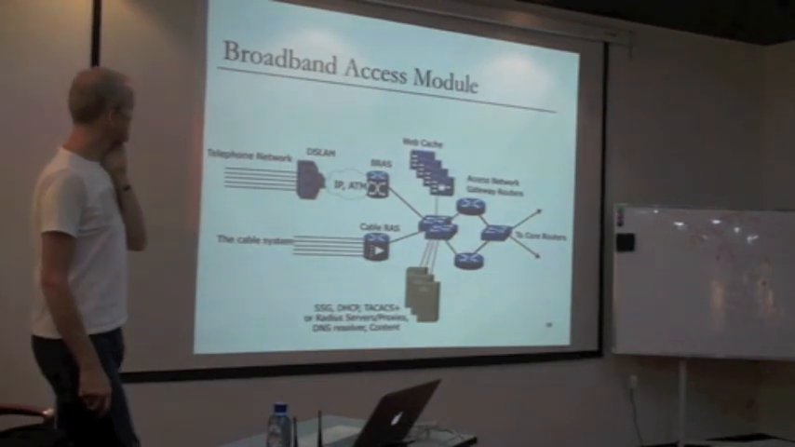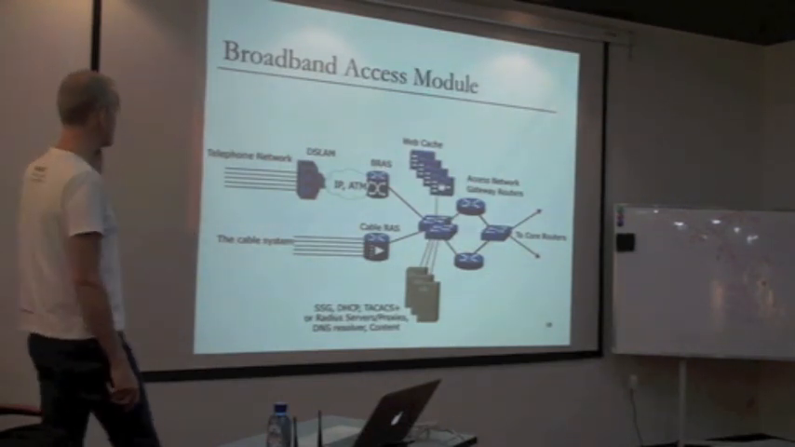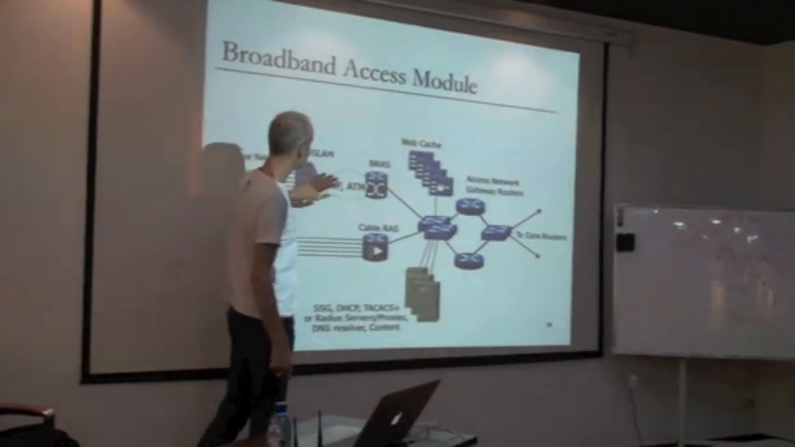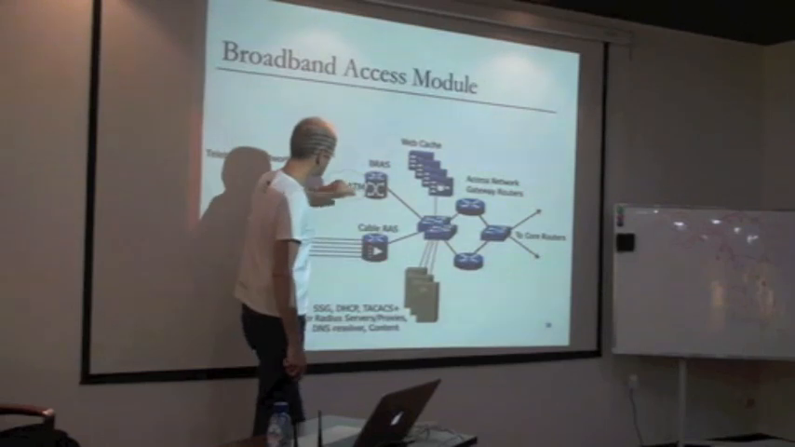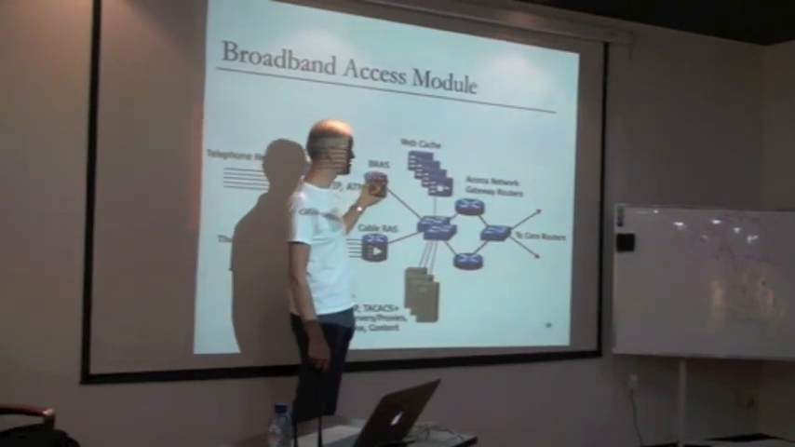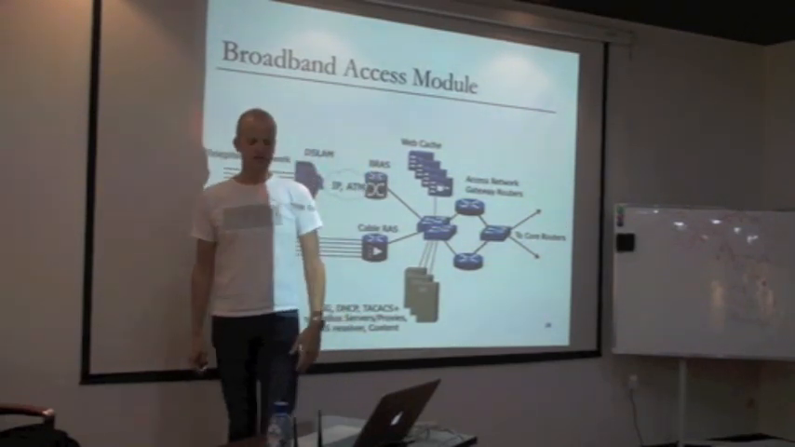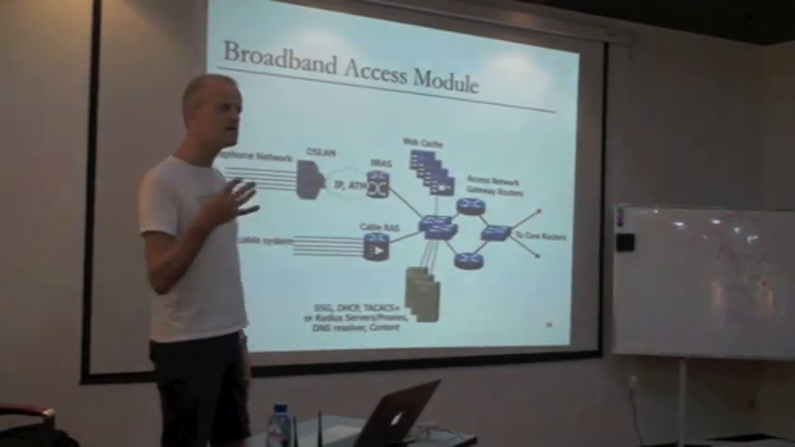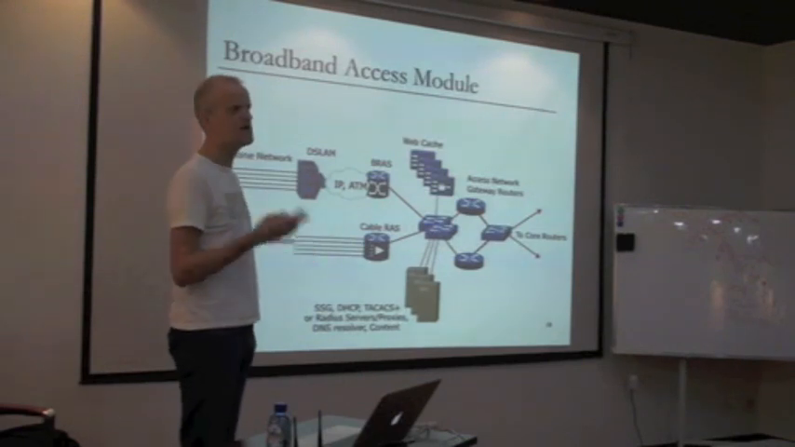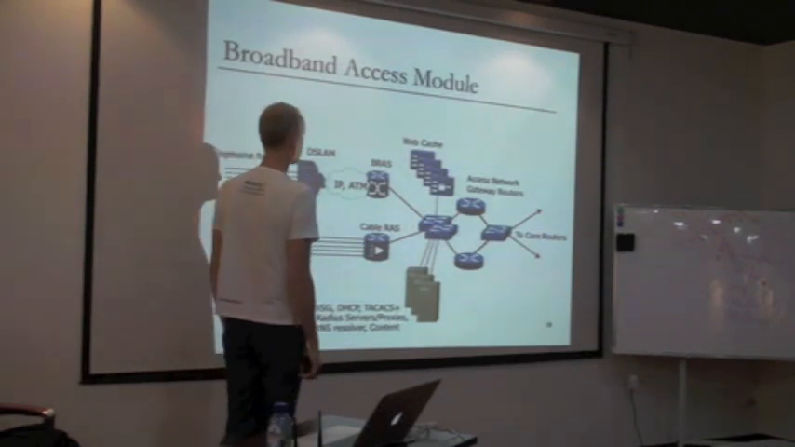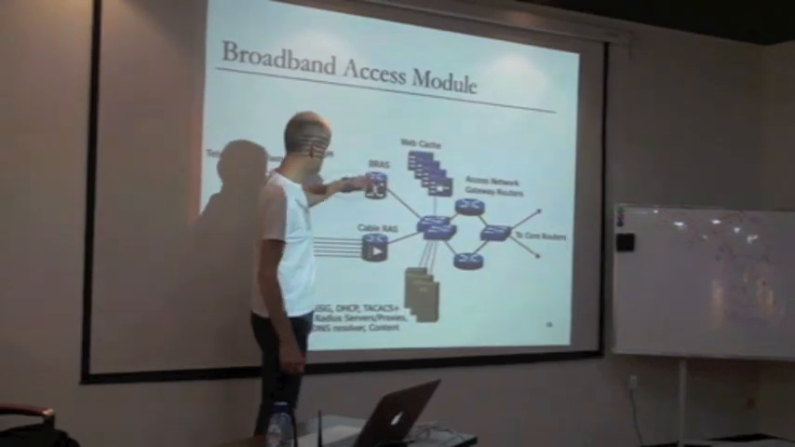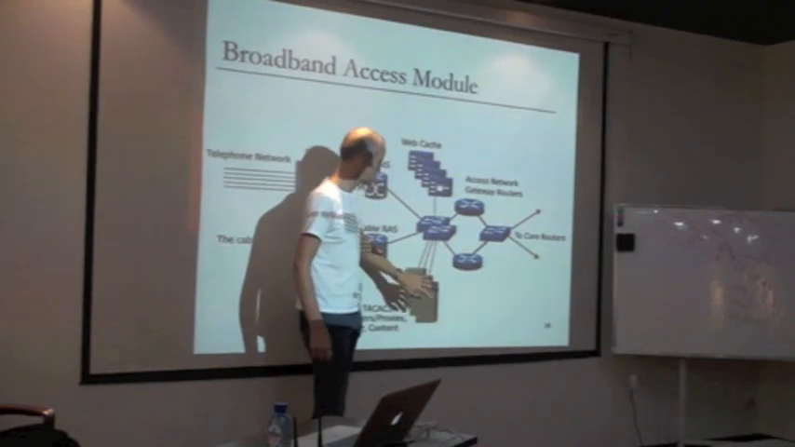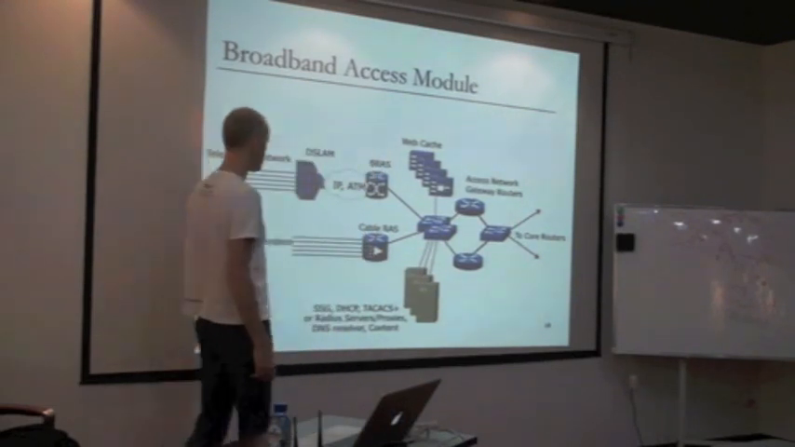So the broadband access module could look something like this. It could be the telephone network connecting to the DSLAM, IP, so PPP over Ethernet, connecting to your BRAS, which is just the broadband remote access router. So BRAS are typically normal routers terminating PPP over Ethernet or PPP over ATM connections on here. Connecting into the core, again, we've got web caches, we've got authentication, DNS resolver, that type of thing.